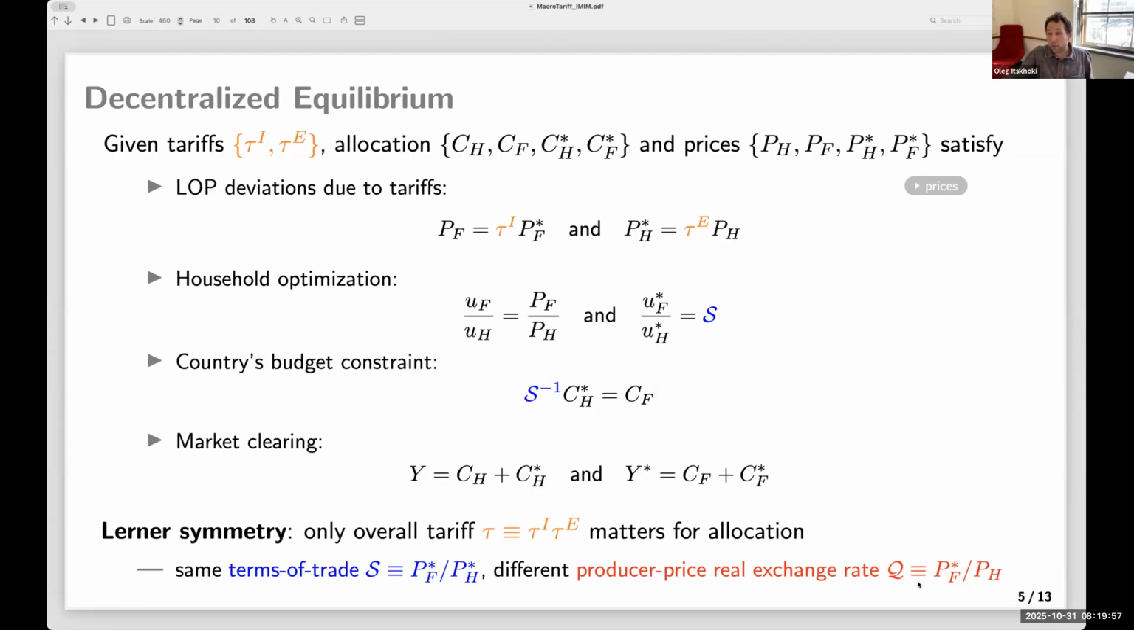It was a fairly surprising result. We were working on a fiscal devaluations paper a while back, and we sort of discovered that the real exchange rate is not an allocation relevant price, and that's very, very surprising. But Lerner symmetry is kind of the explanation for that.